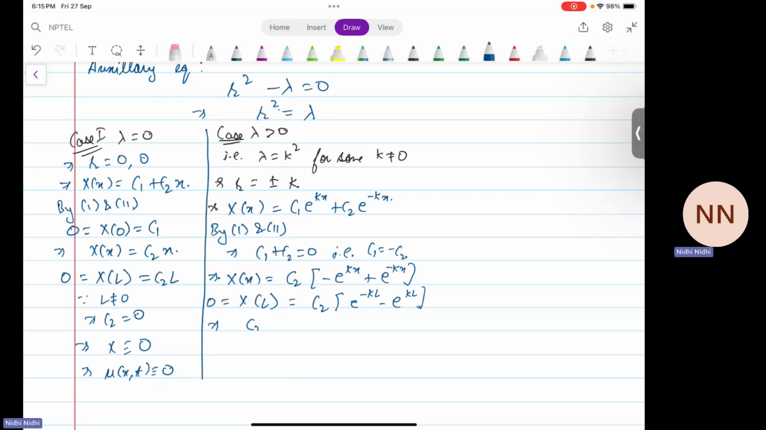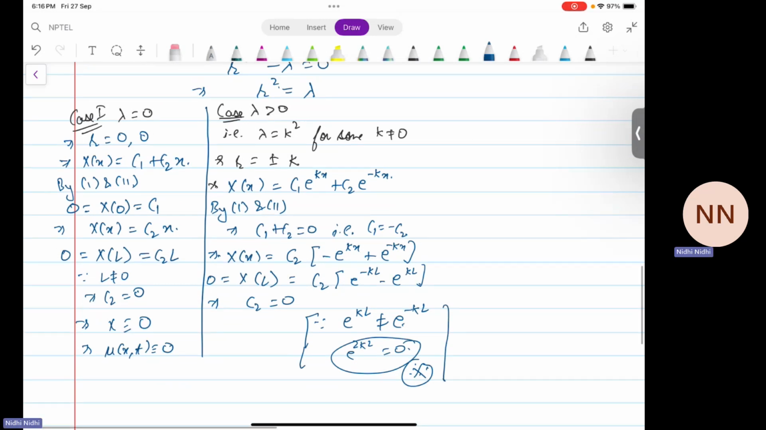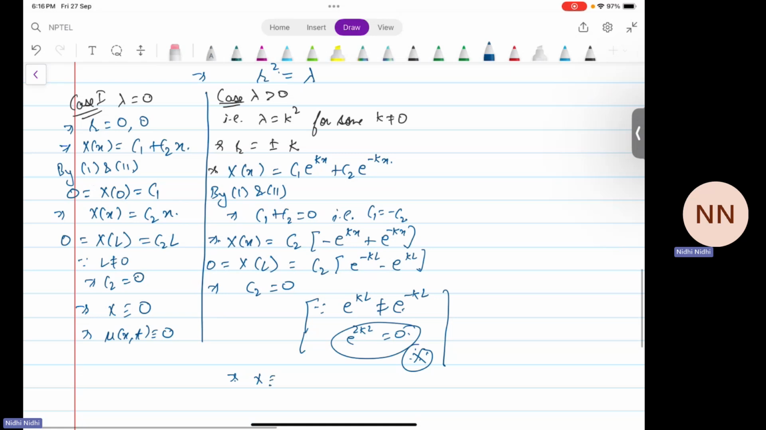This must imply that c2 is 0, because e to the power kL is never equal to minus e to the power minus kL, because that would imply that e to the power 2kL is 0, which does not happen ever, because we all know that the exponential function never attains 0. So this will imply again that X is a trivial function, which will imply that u is a trivial solution. In these cases we are not getting any non-trivial solution.